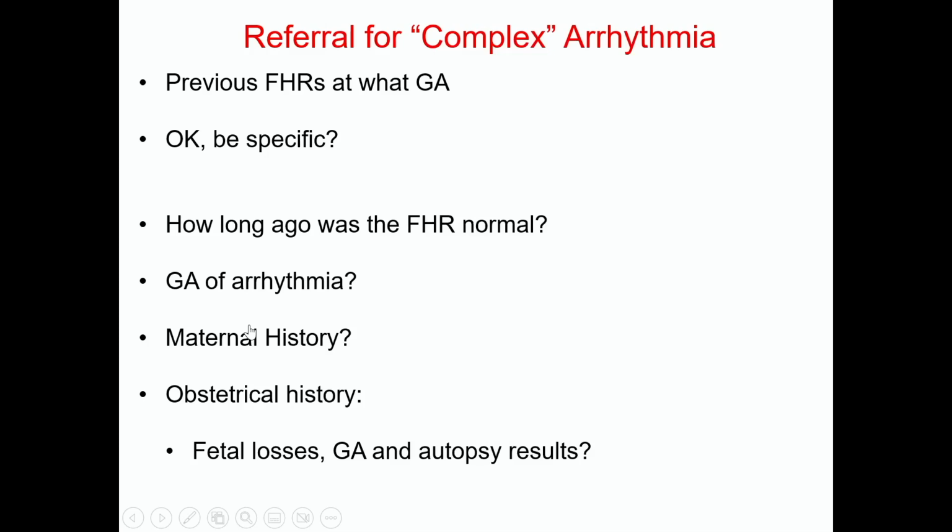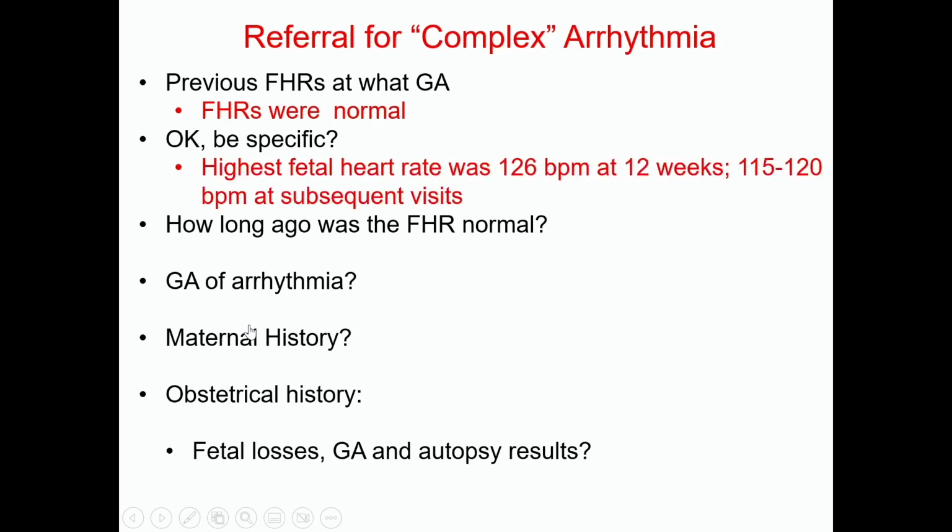So let's go through this for a fetus referred to us with a complex arrhythmia. So the previous fetal heart rates, at what gestational age? Well, I was told the fetal heart rates were normal. But if you look and be specific, the highest fetal heart rate was 126 at 12 weeks, and then it was 115 to 120 beats per minute at subsequent visits. Not normal. How long ago was the fetal heart rate normal? 4 weeks. When did the arrhythmia occur? At 32 weeks.